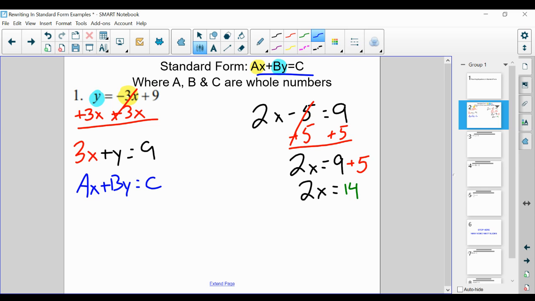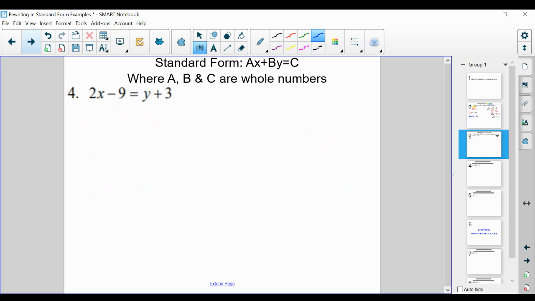So try out the next couple, and we're going to be talking about problem number 4. Problem number 4 is written here for you. We have 2x minus 9 is equal to 9 plus 3. Now, again, we want standard form. Ax plus by is equal to c.